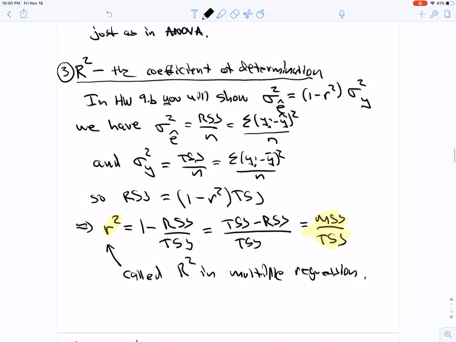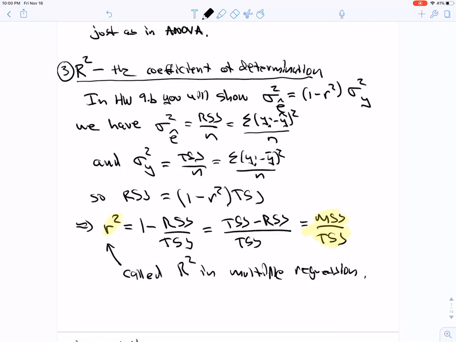Now, next we're going to talk about r squared, the coefficient of determination. So in homework 9.b, you showed that sigma squared e hat is 1 minus r squared sigma hat y. And so we can rewrite that now as RSS is 1 minus r squared TSS. So just notice from this that since r is the correlation coefficient, between minus 1 and 1, 1 minus r squared is between 0 and 1.